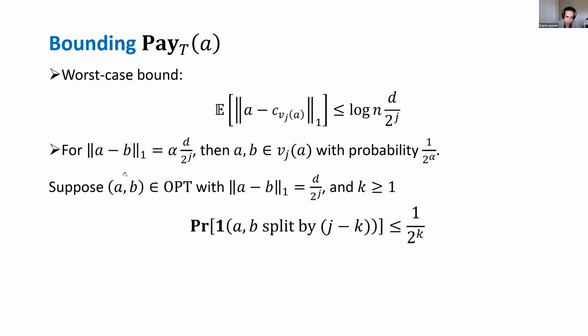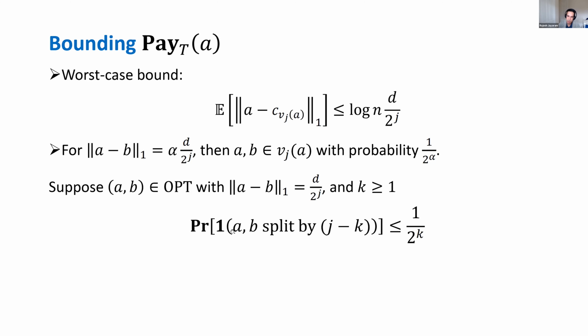And now for any point, we need to remember we only start paying this cost once A and B split in the optimal matching. So let's look at A and B, any A and B in the optimal matching, and suppose their distance is d over 2 to the j, or some j. Now the issue is that they may split earlier on in the tree. We would like them to split at level j, but they could split early. And if they split early, we start paying more in this payment cost. So in particular, for every value k, we could split k levels early.